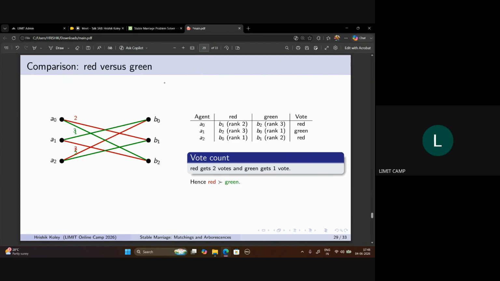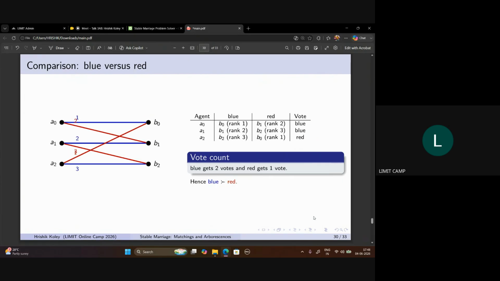Next, we compare the red versus the green. Even in this case, you would see that two of them prefer the red over the green, and one of them prefers the green over the red. So red is a more popular matching than green. Now, the last comparison is the red with the blue. Even in that case, two people prefer blue over red, and one person prefers the red over the blue. So blue is more popular than red.